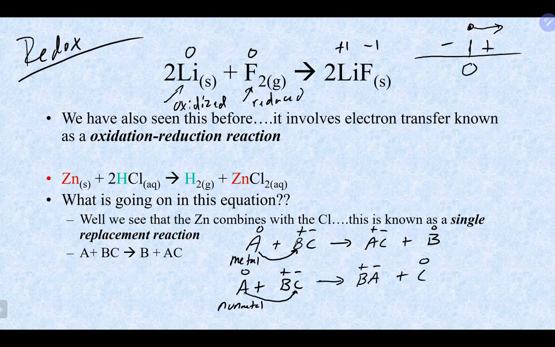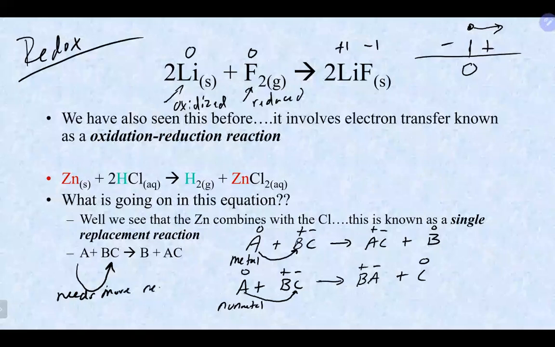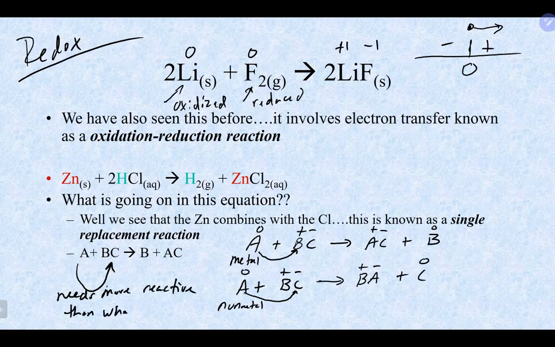You have either a metal or a non-metal by itself, and you have an ionic compound where the guy coming in replaces it. Remember that the one coming in needs to be more reactive than what it is replacing. And if it is not more reactive, then the reaction will not take place. If it is more reactive, then obviously the reaction will take place.